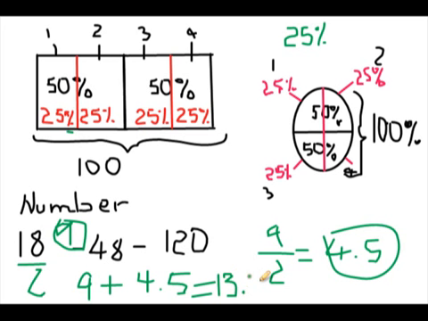13.5 is 75%. Why? Because we know the half is 50%, and half of that half is 25%. So I have 50% plus 25%, which gives me exactly 75%. Okay? That's an easy way to compute 75%. Okay, let's move to another one.